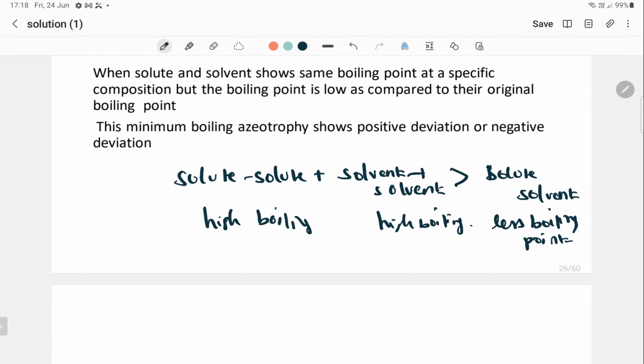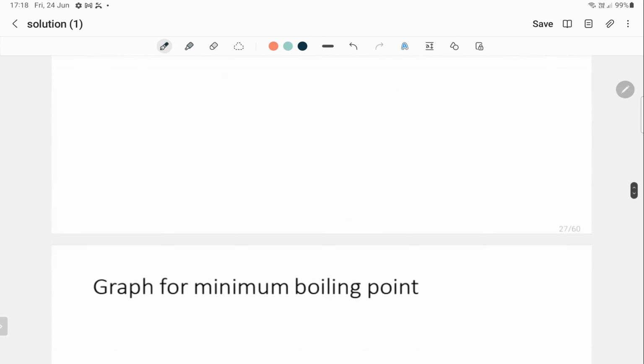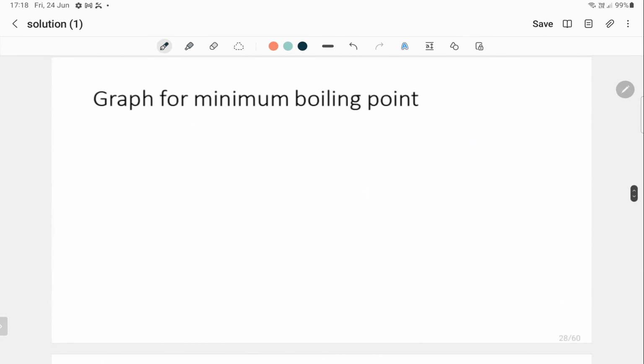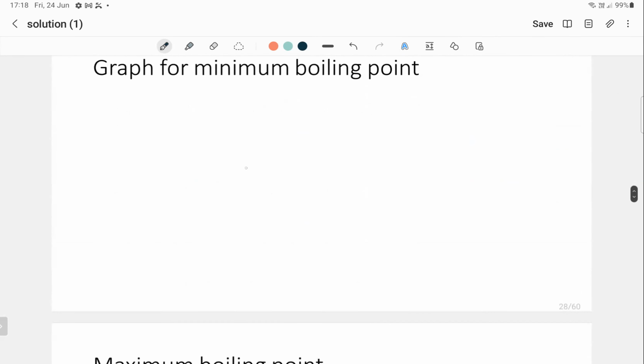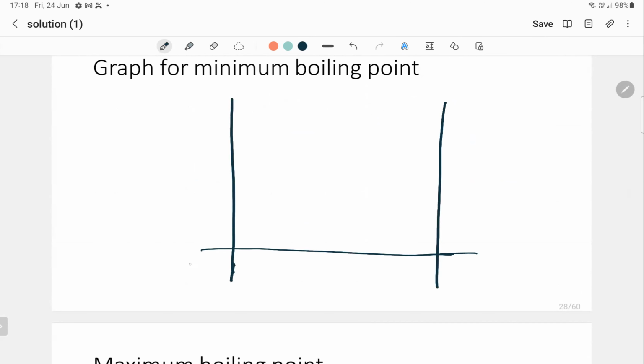Okay, so now we can move to the graphical representation of this minimum boiling azeotrope. So this is your Raoult's law. According to Raoult's law, again I'm just simply writing it, xB is equal to 0.